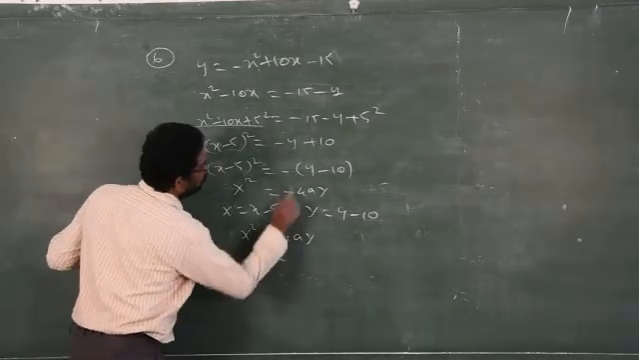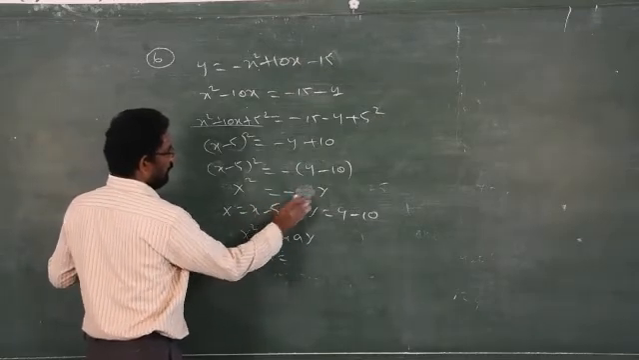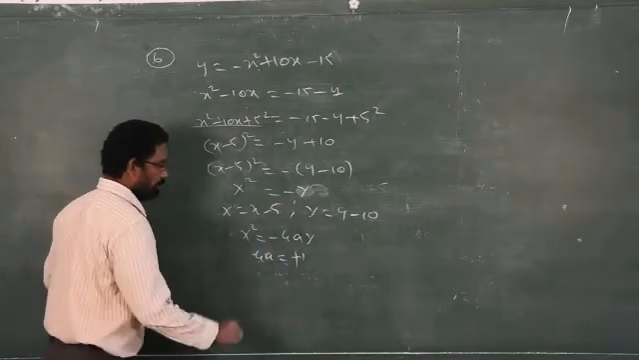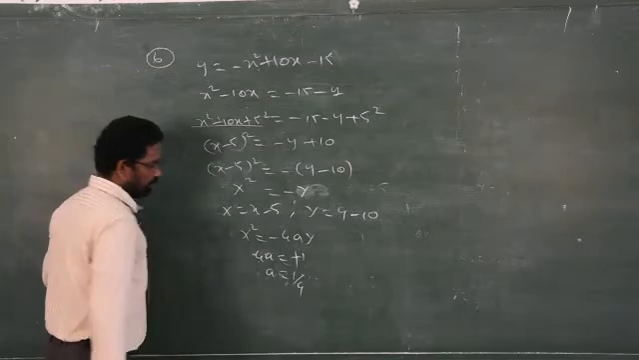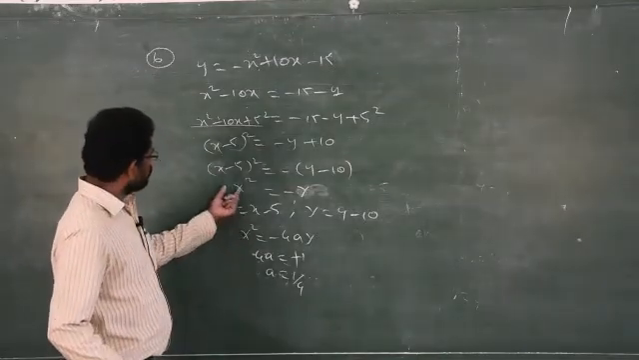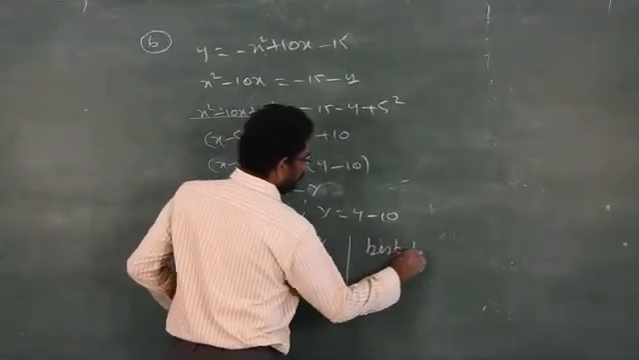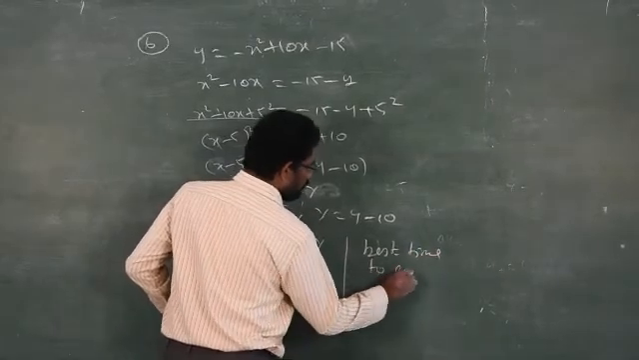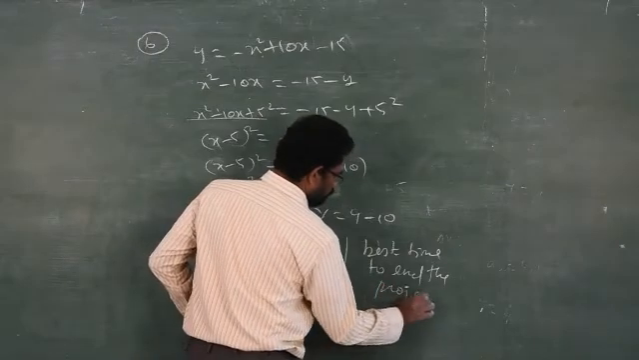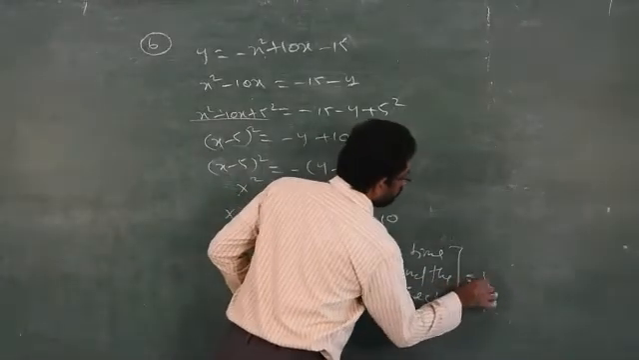4a is equal to, what is the coefficient? This is the general form, compare with the general formula. Minus capital Y. 4a is equal to minus 1. I told you already, take only the positive answer. So a is equal to 1 by 4. They asked to find out only the time. Time refers to x. What is the number along with the x? 5. Therefore, the best time to end the project is 5 months. That's all.